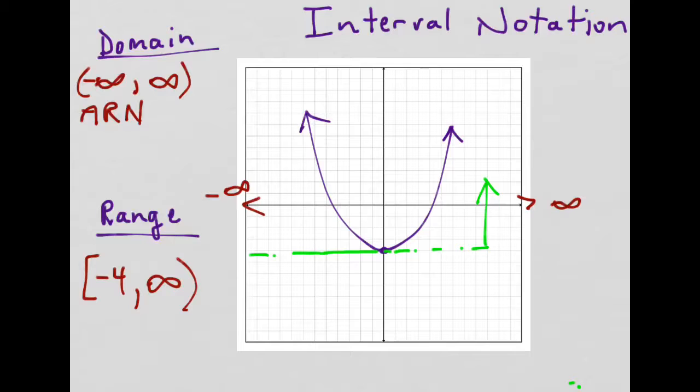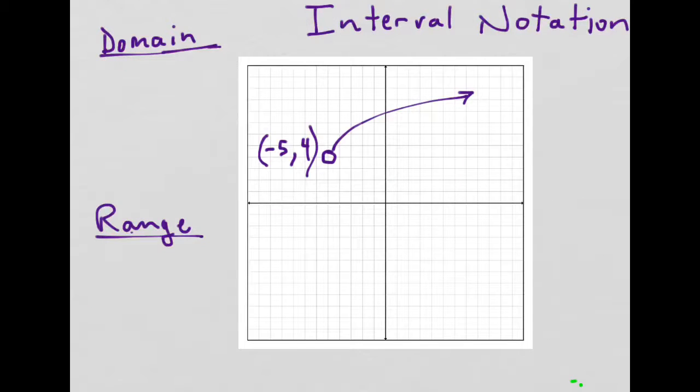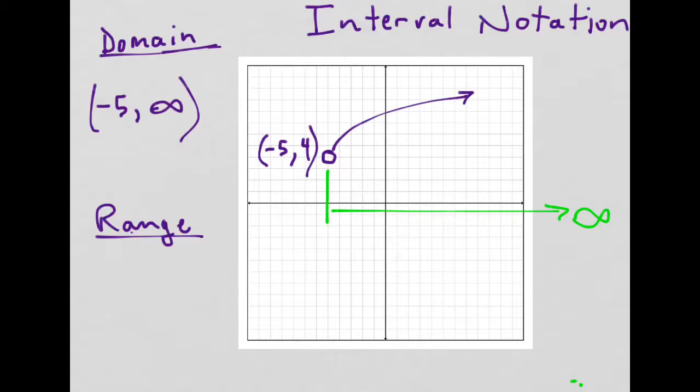Let's try another one. Okay, so here I've got a square root function with the hole at the leftmost point. So if I want to express my domain, I'm talking about all x values that start here and go to positive infinity. However, I have a hole at the starting point. So we're going to say starting point x negative 5 all the way to infinity. Okay, so that's my domain.